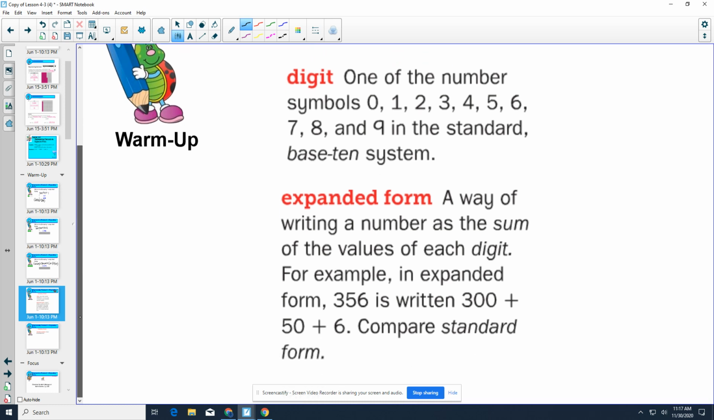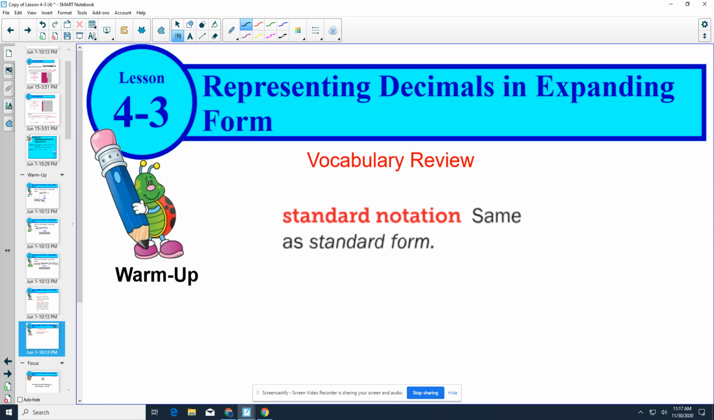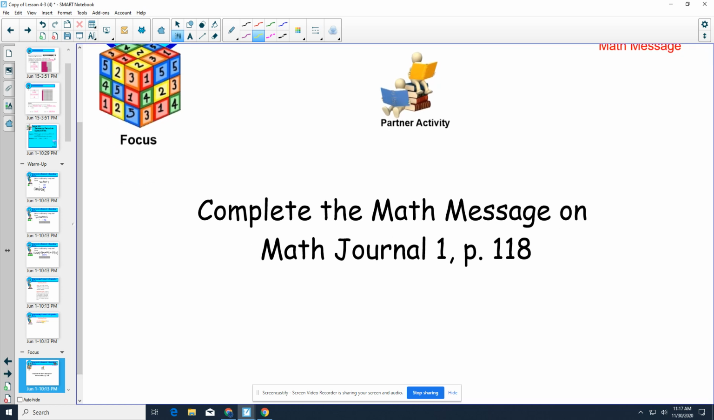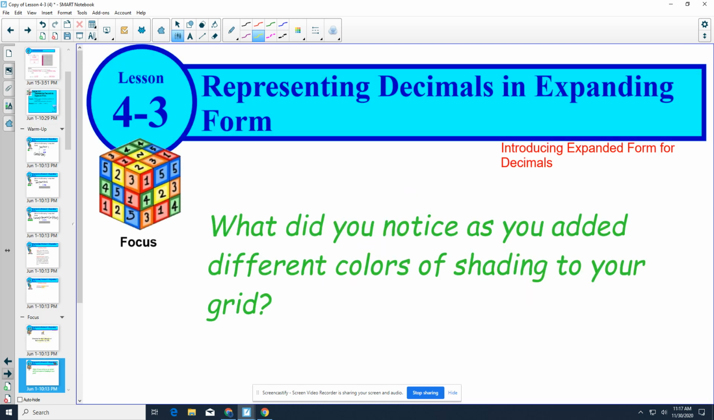You can compare standard form to expanded form, and standard form is when the number is written the way it's supposed to be. And standard notation is the same as standard form. So it's frustrating. Sometimes they exchange the language there, but standard form and standard notation are the exact same thing. Now, you are going to complete math message on math journal page 118. So go ahead and pause the video and do that now, please, before you move forward. So complete that, and then we'll look at it together.